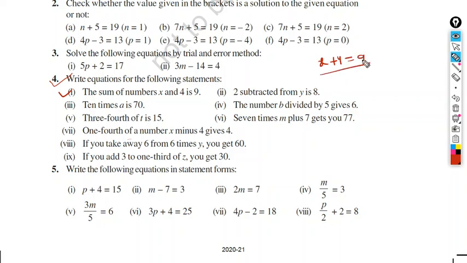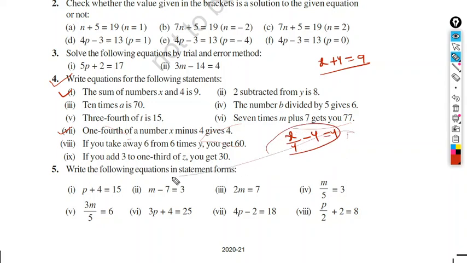Okay, very simple. Now you will move to another question. Part vii: 1/4 of a number x minus 4 gives 4. 1/4 of a number x, that means x by 4. Okay, minus 4, that means minus 4, gives 4, equal to 4. Okay, so this is your equation.